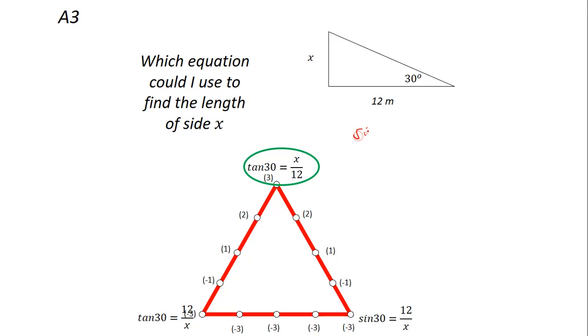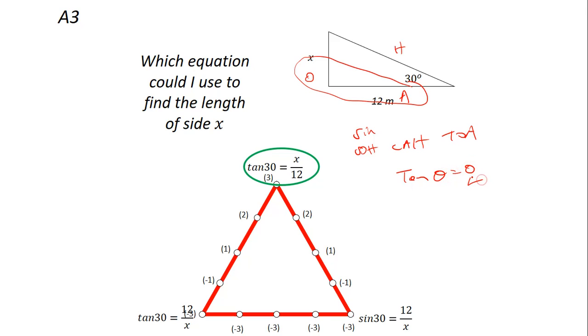As always, I need to write out SOHCAHTOA. I've got a hypotenuse here, this is the adjacent, that's the opposite. I've got these two, so that's TOA, so tan theta equals opposite over adjacent, which in this case is tan 30 equals x over 12. So there we go, 3 marks there.